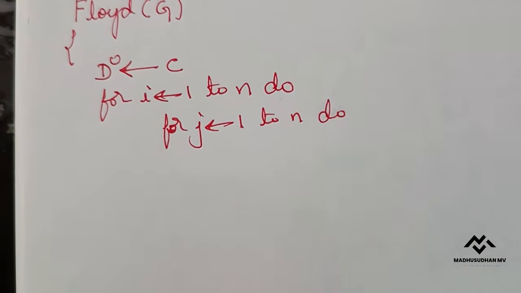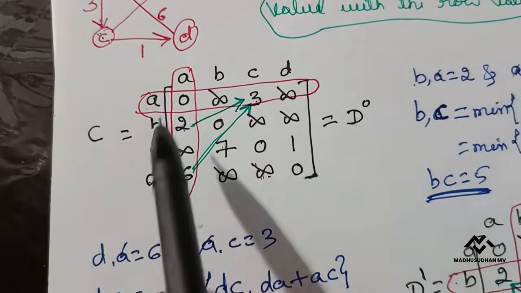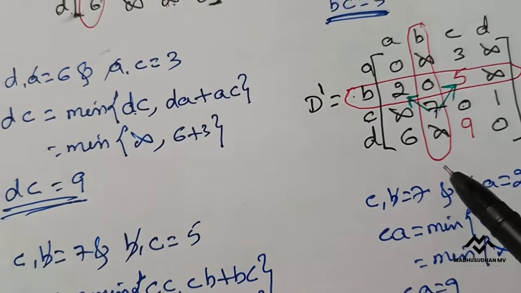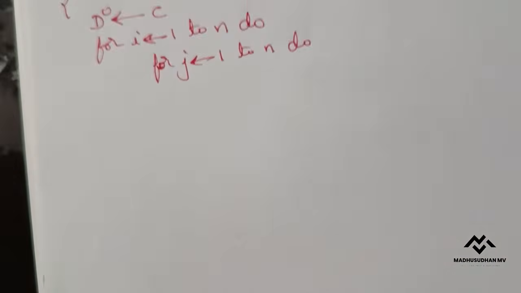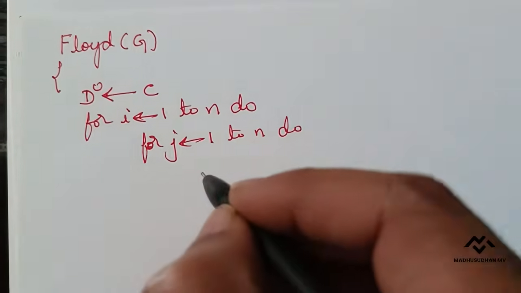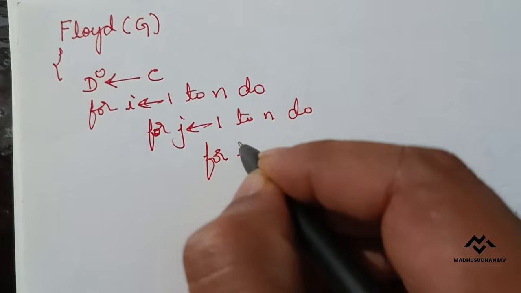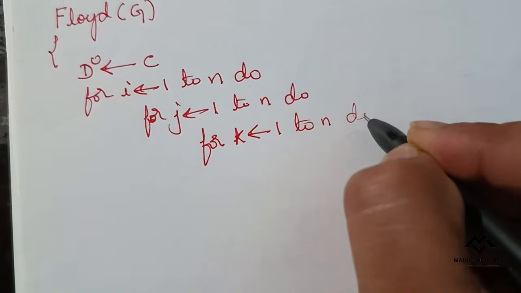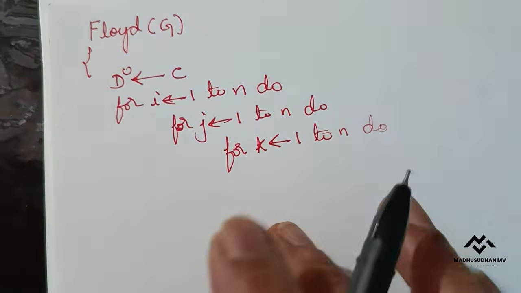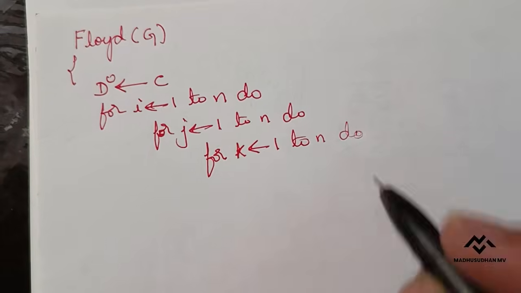Now, each time we have selected one vertex. See here, first time I selected vertex A, then vertex B, then vertex C, then vertex D. Like that we keep selecting. For selecting, I'm using one more for loop: for k = 1 to n. These 3 lines are the same as what we did in the Floyd algorithm also.